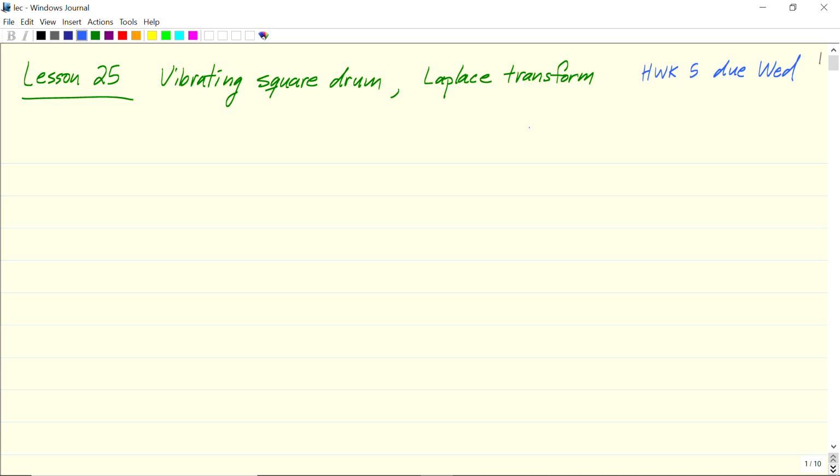Today I'm going to talk a little bit more about the vibrating square drum problem that I discussed the Friday before break. It's a pretty interesting thing to think about, and it illustrates a number of important facts about the wave equation. Turns out the wave equation in even dimensions is very different than the wave equation in odd dimensions. So square drums are a lot different than strings.